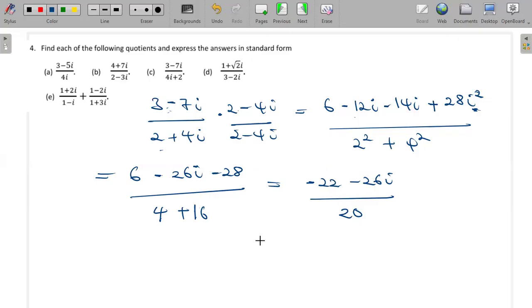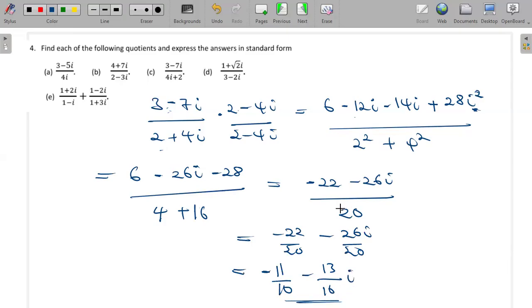So how do we simplify? We divide negative 22 over 20, then minus 26i over 20. So this is now going to give you, I divide by 2. So 2 into 22 gives me 11, and into 20 gives me 10. Then minus, 2 into 26 gives me 13, and into 20 gives me 10. And then I have my i. So I've written it in the standard form. Okay. We go to part D.